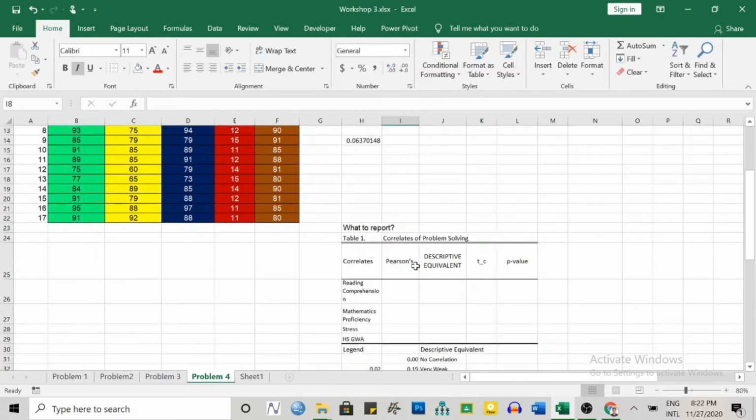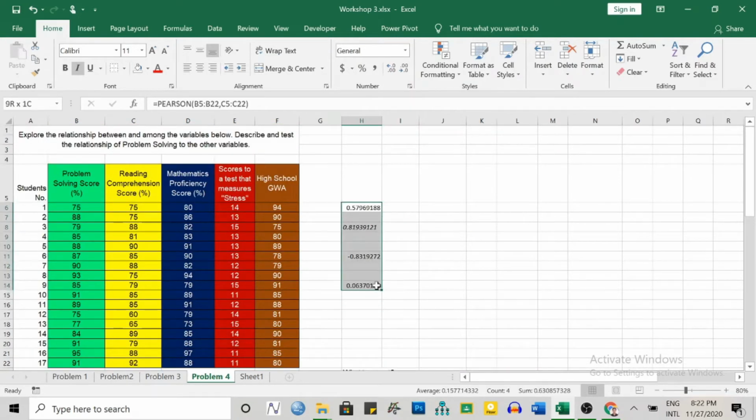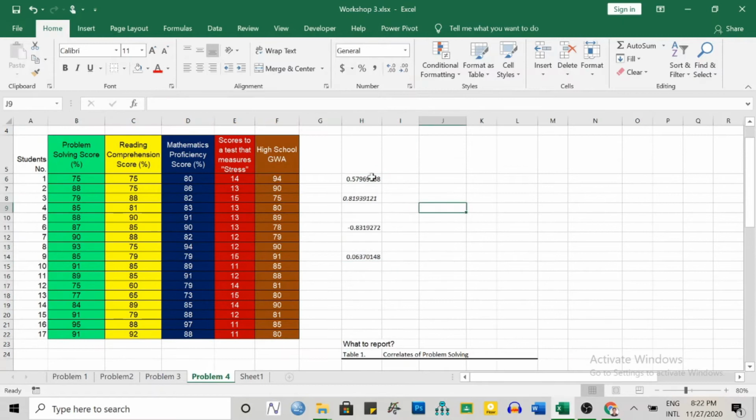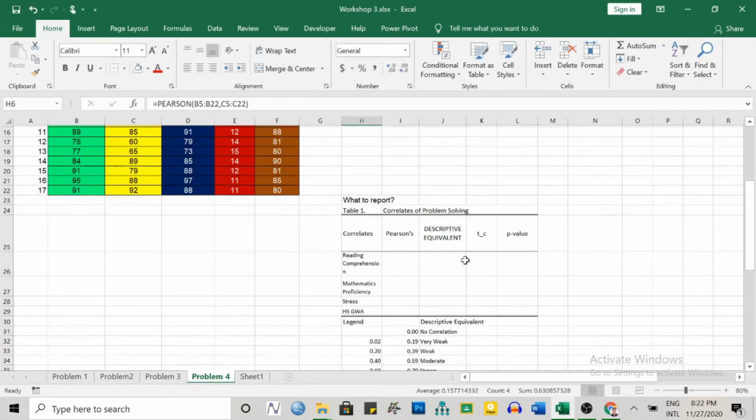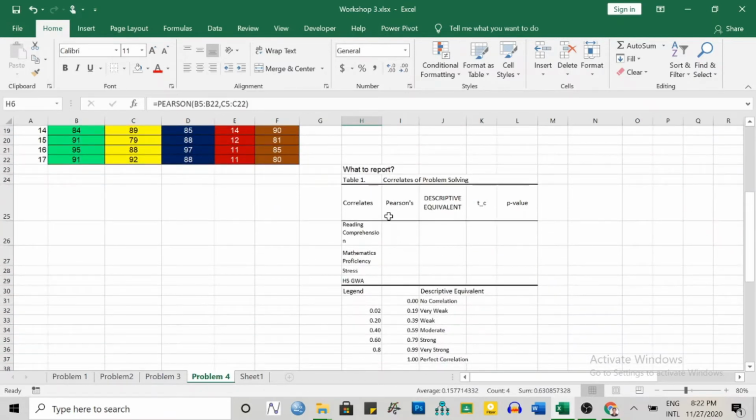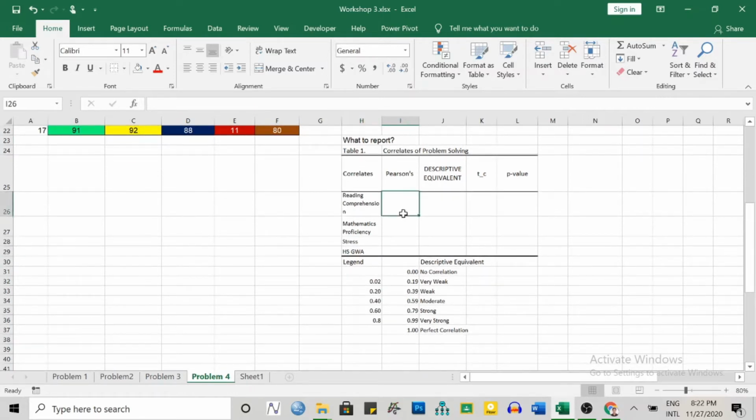The next thing that we should do is how to report these results in our table. So we are going to transfer these values in a table so we could interpret it better. Here is a guide. In this part, we're going to copy the correlation coefficients that we computed a while back. For this part, we are going to give a descriptive equivalent to those Pearson's values. I'm going to explain this one in just a moment.